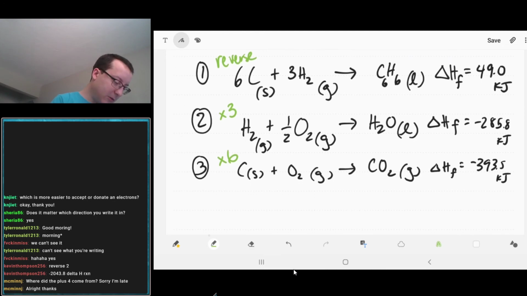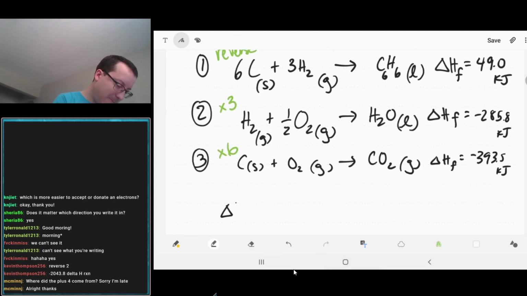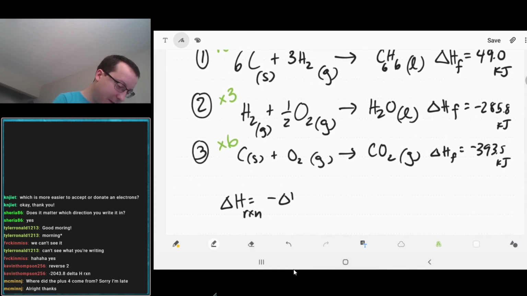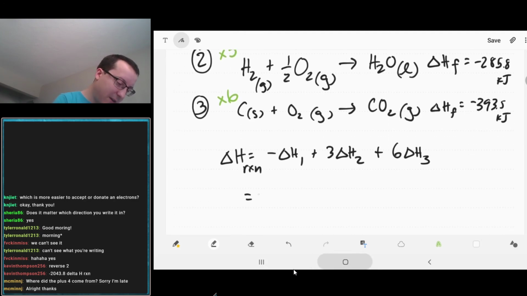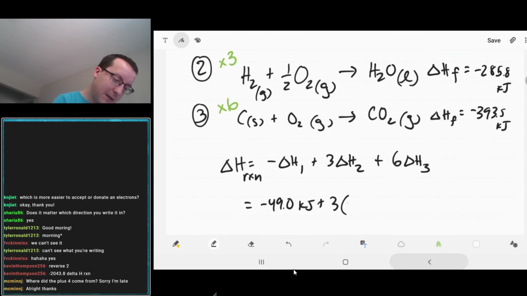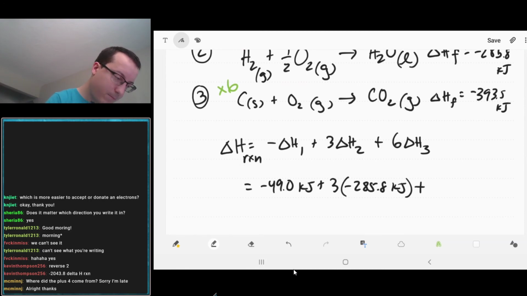And so the total delta H for this combustion reaction should be the reverse of the first one, so negative delta H1 plus 3 times delta H2 plus 6 times delta H3, which is going to be negative 49 plus 3 times negative 285.8 plus, here we go, 6 times negative 393.5 kilojoules.